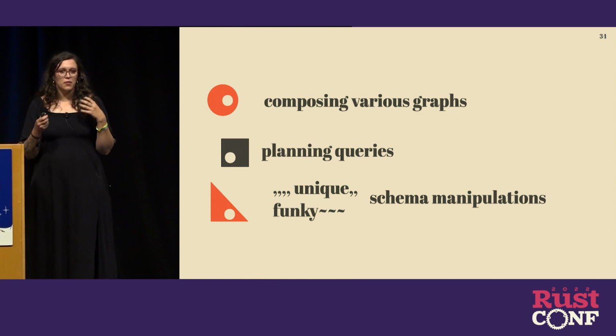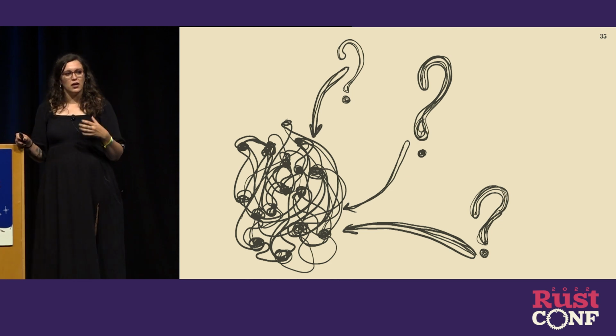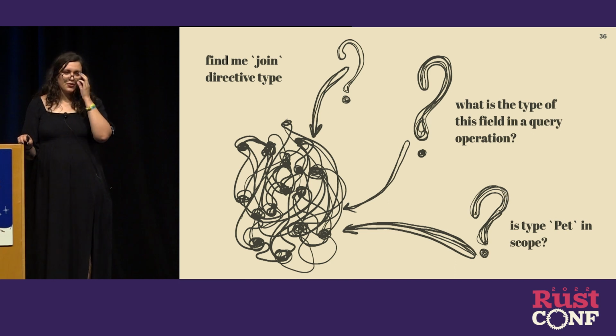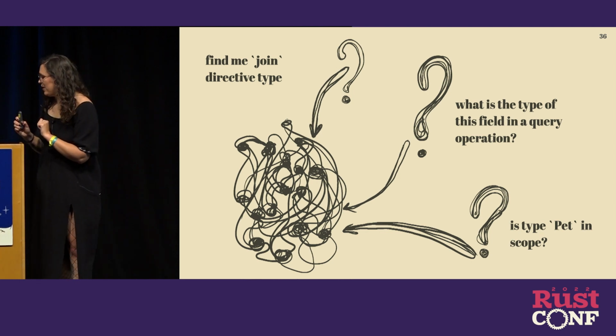And all of those things are made a lot easier if we have a database to ask these questions from. Questions such as, find me the join directive type. Where is it? What is the type of this field in a query operation? Is this type pet in scope? These are the kinds of things we want to be asking of a database, and writing a compiler in such a way allows us to ask these questions easily.